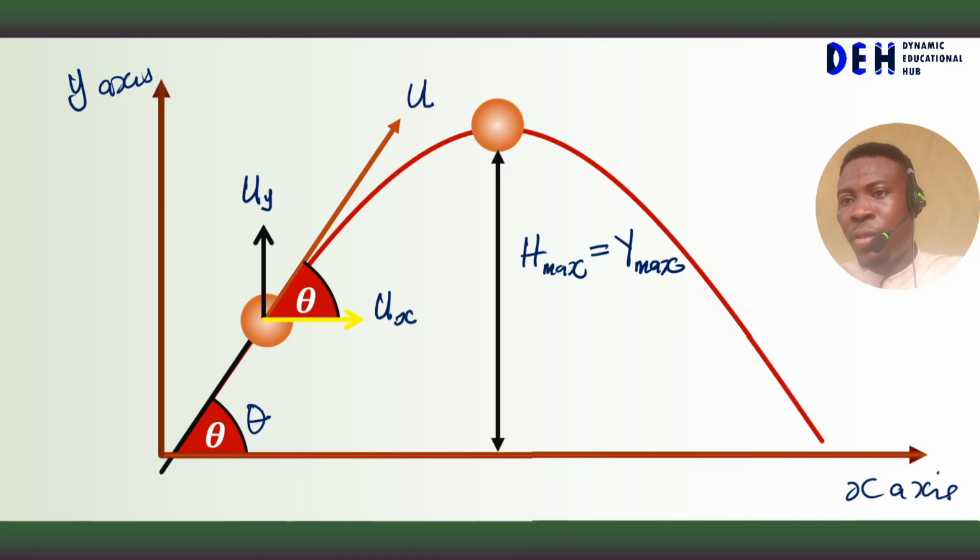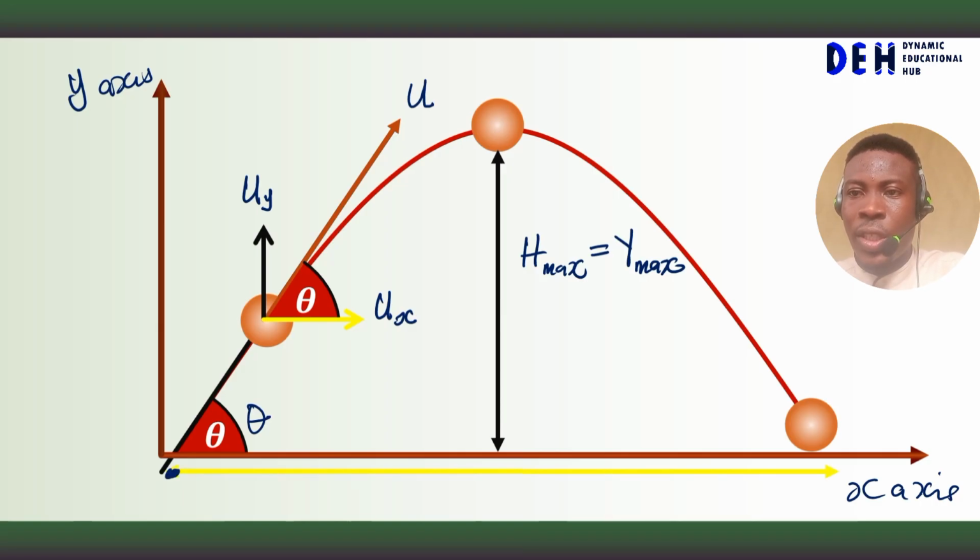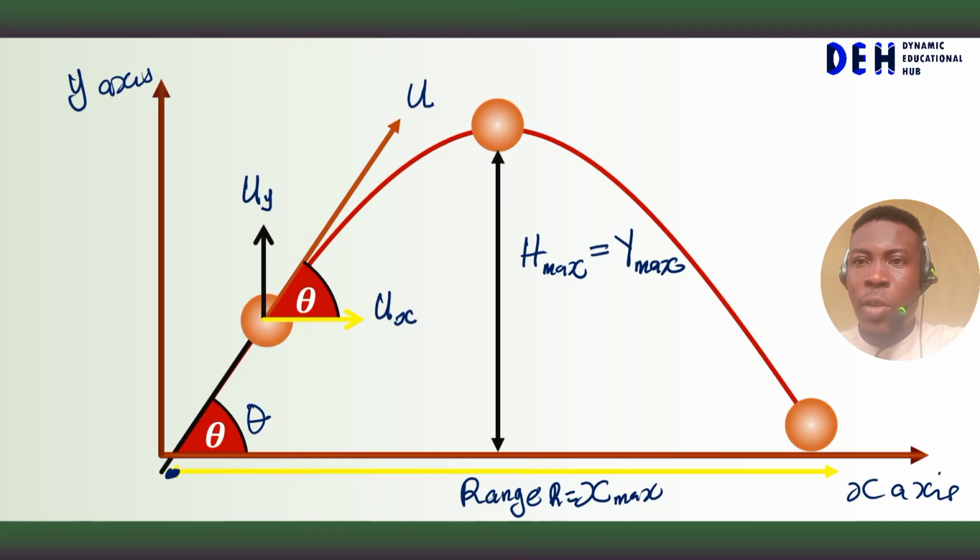Now this object is going to return here. So this object has completed its flight, its motion. Now the distance between where it is projected here to this point here is called the range, which happens to be the maximum horizontal displacement. So we can also call it what? X max. So we can use r to denote it, which is equal to x max as well.